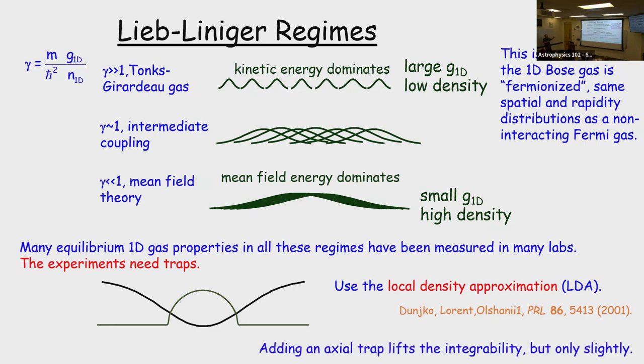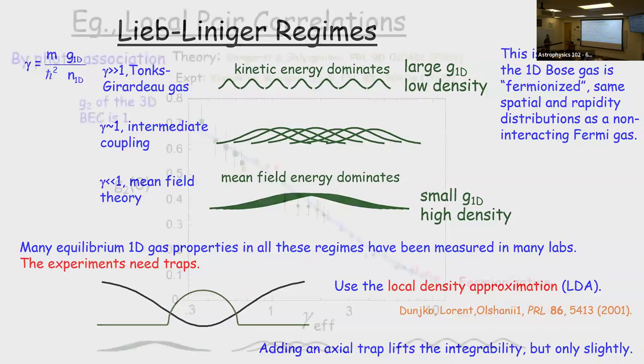But the way to solve for what's going on with the atoms in the trap is you use a local density approximation. Which is, say, you take whatever the density is at one point in the trap, and you get the Lieb-Liniger solution associated with that point in the trap, and then you put the whole thing together to get the full solution. Now, adding the trap lifts the integrability, but it's only slightly, so it leaves you with a nearly integrable system and all that kind of stuff.